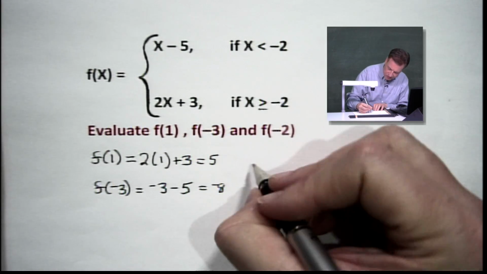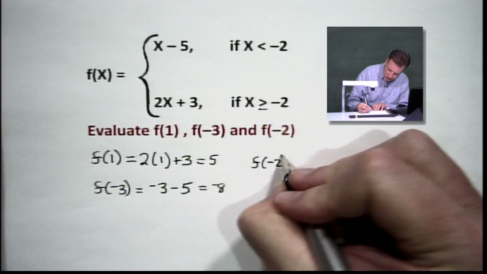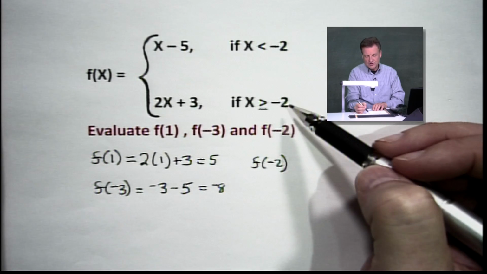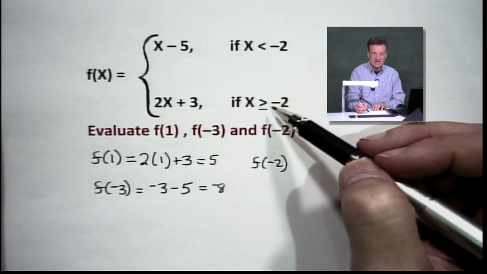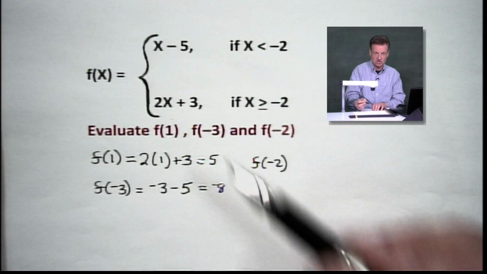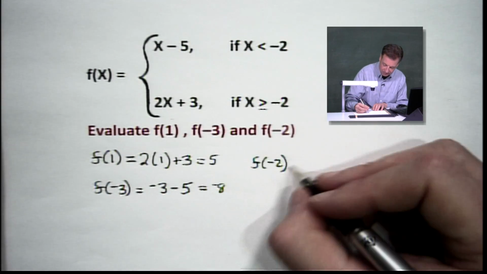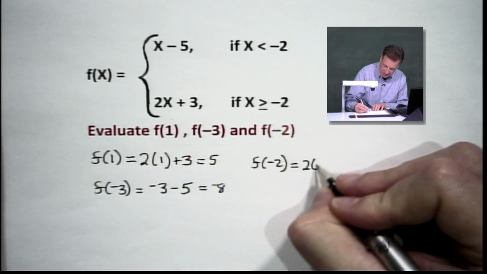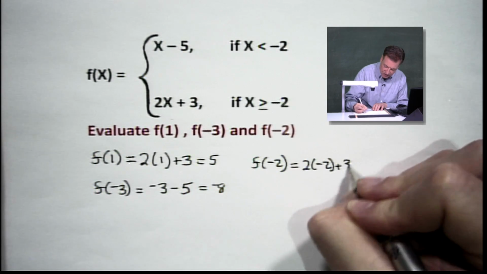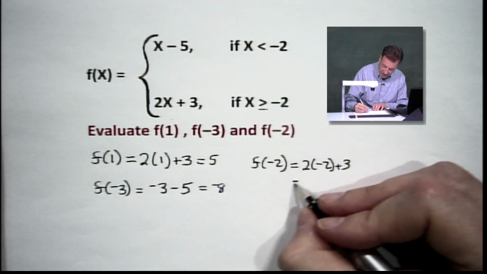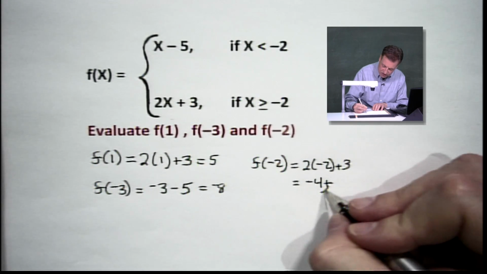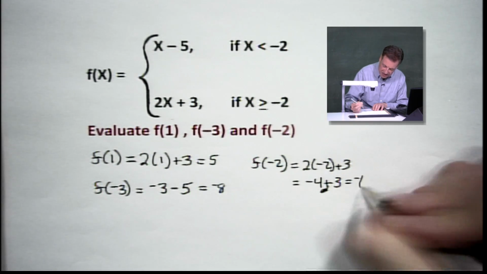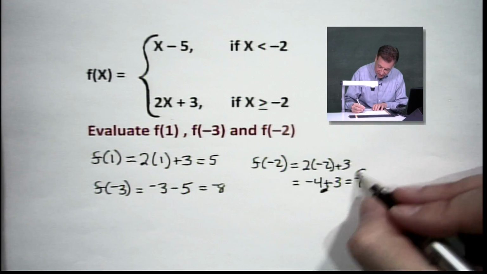Now, what about my last one over here, this f of negative 2? We've got negative 2's running all over the place, but only one place is it equal to negative 2, and that's in our second function here, our second expression, if you will. So here we go. 2 times negative 2, add 3 to that. Looks to me like we're going to get a negative 4. Plus 3, which is going to give us negative 1.